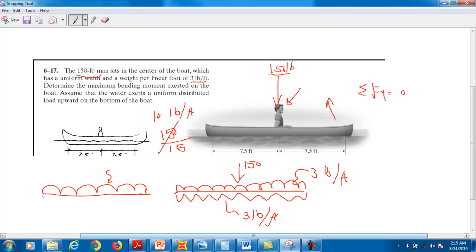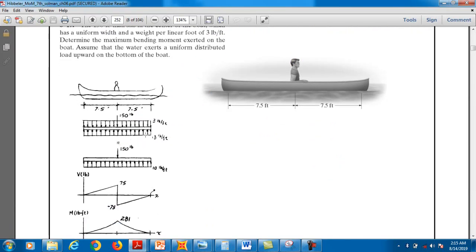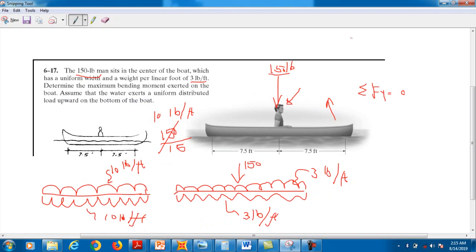Now, as the body is in equilibrium, the water will exert the same amount of pressure, that will be 10 pound per linear foot. Clear? You apply 10 pound per linear foot. So basically you will see this kind of distribution: 3 pound and 3 pound and 150.